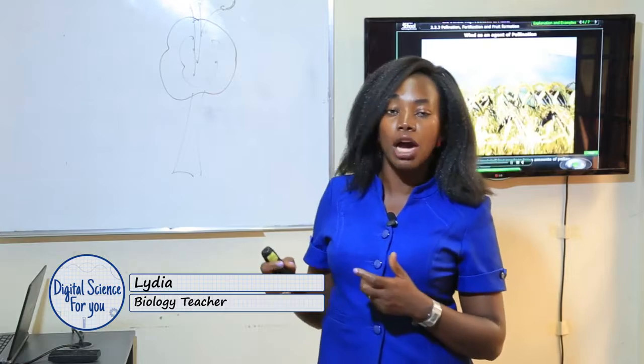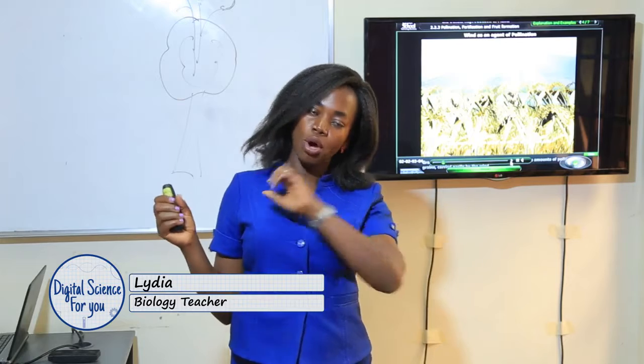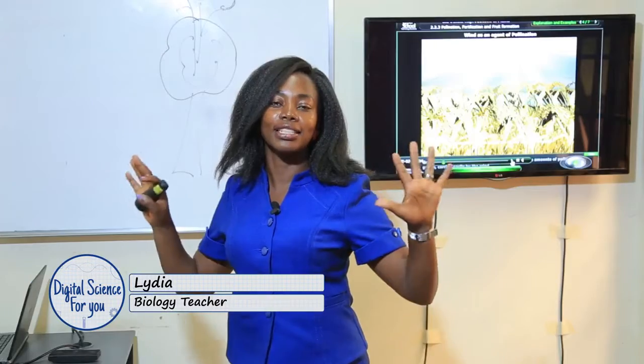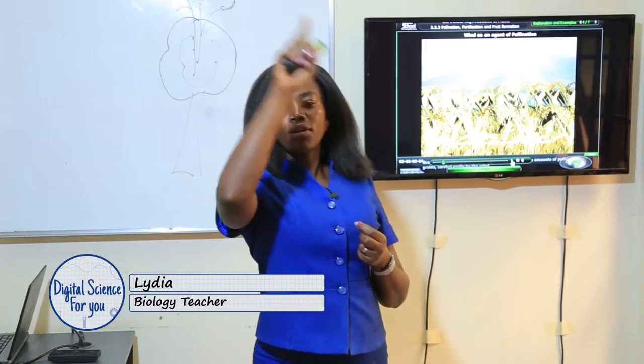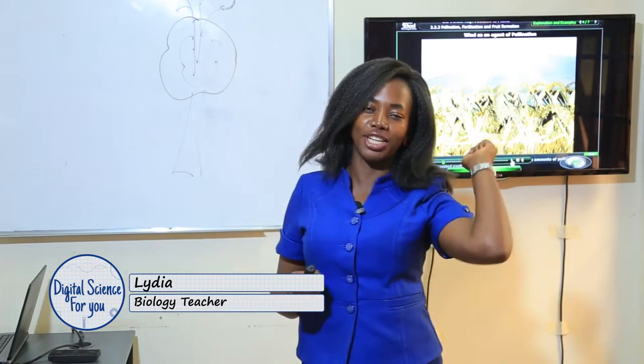For wind pollination, there are also certain features that a flower must have in order for wind to carry out pollination. One of these is that the flower must produce pollen grains that are light to be carried by the wind. Two, the pollen grains must be feathery so that they can fly in the wind. And then these pollen grains are produced on a pendulous anther that is able to swing in the air so that wind can blow off the pollen grains.